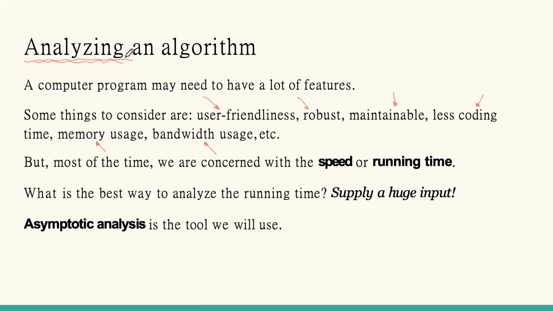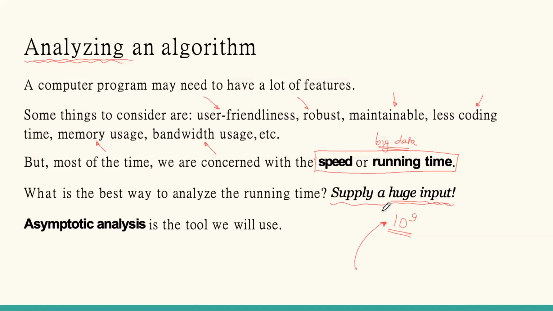But most of the time, we are concerned with the speed or running time of the algorithm, particularly in this time where we have big data and a lot of data to deal with. Speed becomes a really big concern. And what is the best way to analyze running time? Obviously, the best way is to supply a huge input. Does your program still run if I have 10 to the power 9 input rows, right? And so on. Unfortunately, we cannot always test programs by supplying a huge input because it'll take a lot of time to test various algorithms if we every time supply an input that's really big.